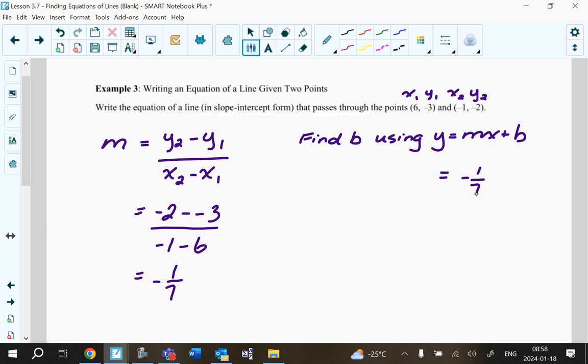So y is -3. x is +6, which remember is the same as 6 over 1. Plus b, and I'm getting that fraction equation again. But we've solved a couple of these already, so we should be fairly comfortable. -3 is equal to, what do I get when I multiply these two into 1? -6 over 7 plus b.